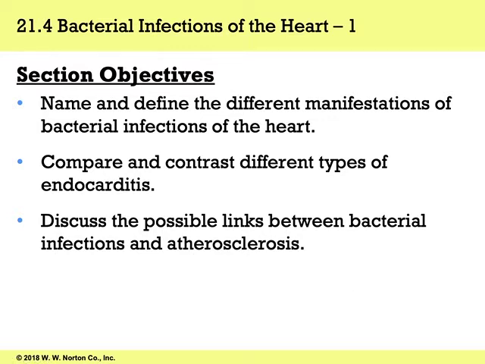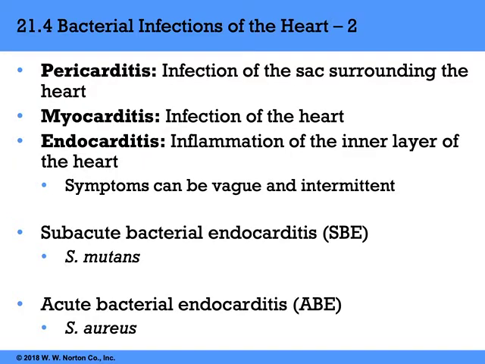Okay, next we're going to name and define different manifestations of bacterial infections of the heart, compare and contrast different types of endocarditis, and talk about links between bacterial infection and atherosclerosis. So we talked a little bit earlier about these definitions, right? Pericarditis, infection of the sac that surrounds, anchors, and lubricates the heart. Myocarditis, inflammation of the middle wall of the heart where the cardiomyocytes that do the blood pumping occur. And endocarditis, an inflammation of the inner layer of the heart.